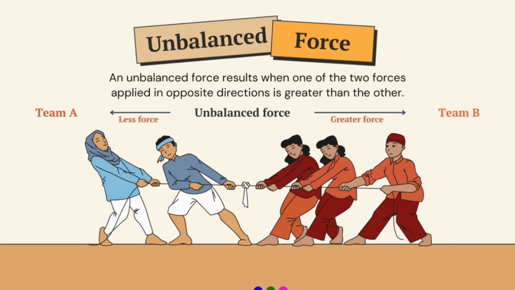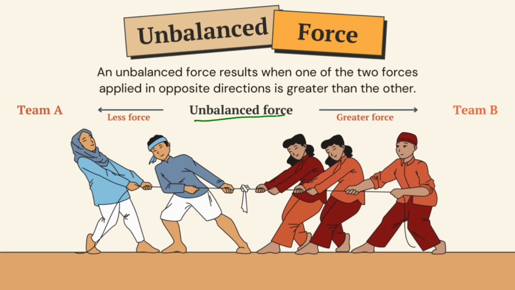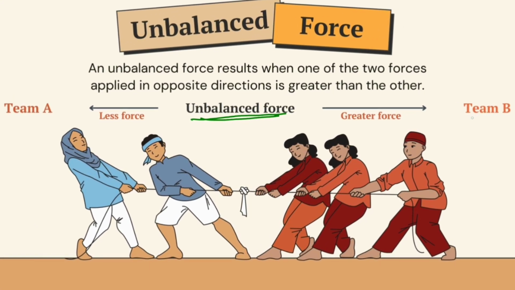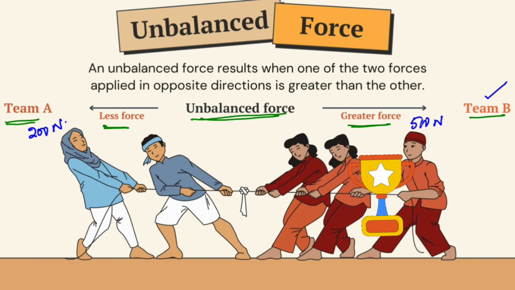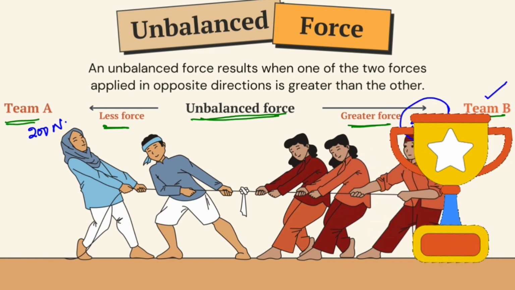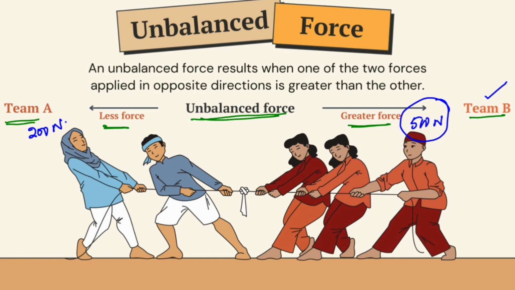Now see here. Here unbalanced forces are acting. Team B is applying greater force and team A is applying less force than team B. Here let us say team A is applying 200 Newton and team B is applying 500 Newton. Now tell me which team is going to win, my dear? Exactly, team B is going to win since greater force is acting towards team B.